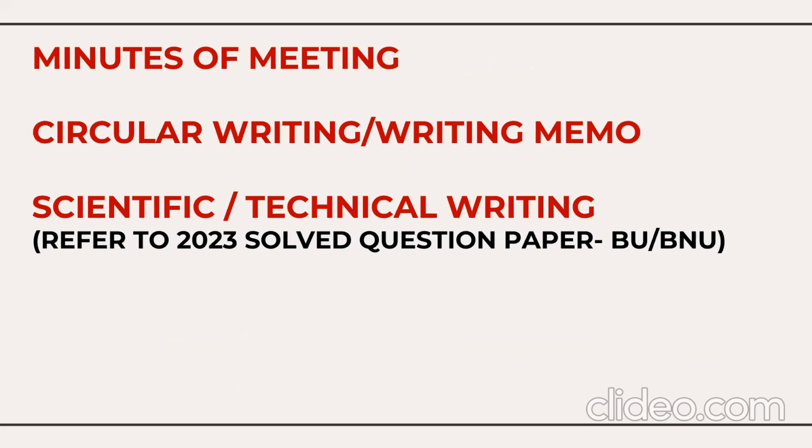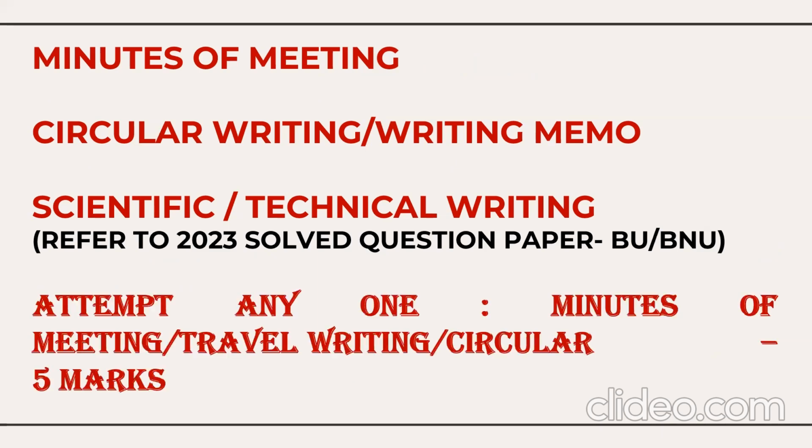Then we have the next section where you have 3 important topics: minutes of meeting, circular writing, or writing memo, or scientific or technical writing. For scientific technical writing, please do refer to the last year's question paper. I have already solved that question paper. You can find the link in the description box. You need to opt for any one question, either minutes of meeting, travel writing, or circular writing. For minutes of meeting, you have a particular format in your textbook. Follow that format only. For the circular also, you have a particular format. Follow that format.